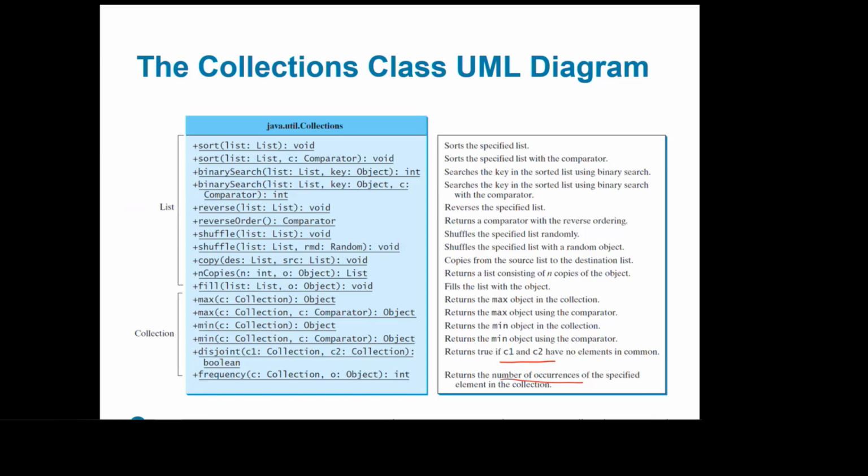So these are the functions, as you can see, we use max, min, binary search. Now, if we want to use binary search, the list has to be sorted. If the list is not sorted, then binary search will not work.